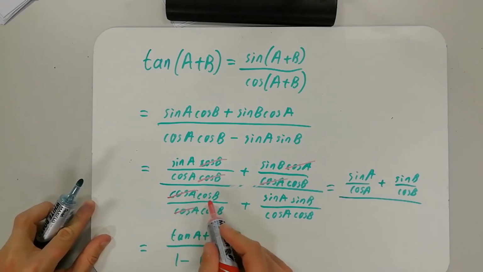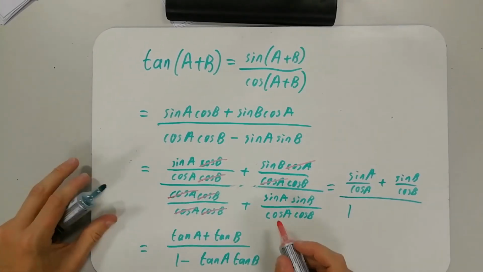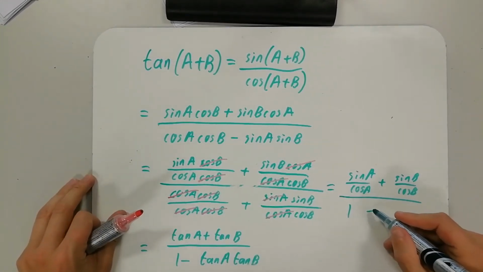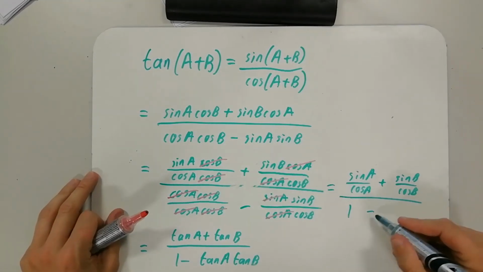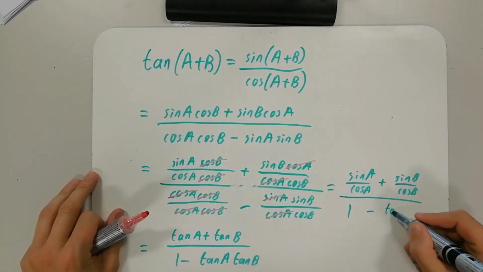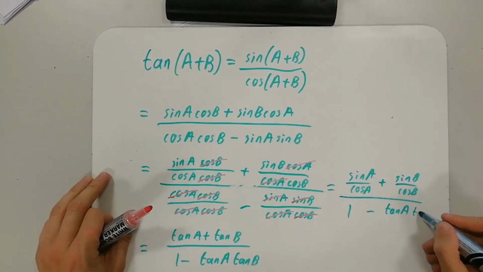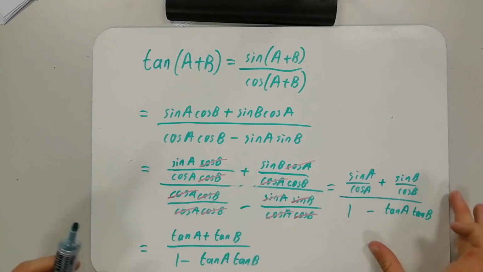Cos A over cos A, cos B over cos B, that cancels down to 1. Sin A over cos B. Sign error there, I wrote in the wrong thing. Tan A and sin B over cos B, that will give me a tan B. Okay, I've cancelled it down to exactly what I wanted.